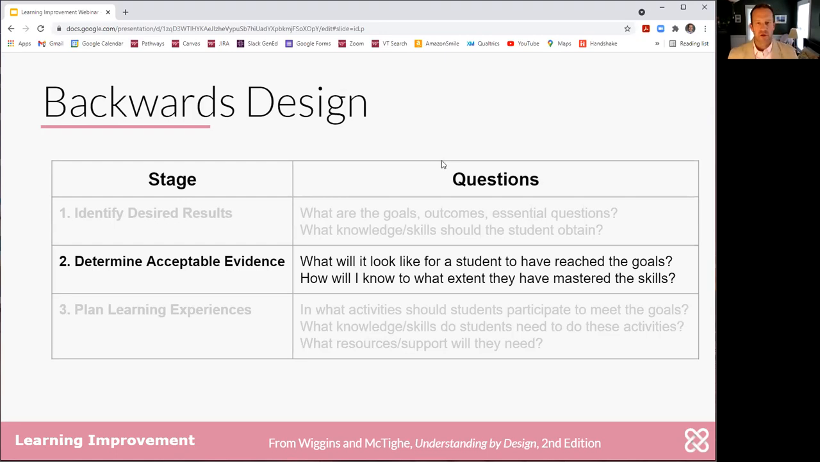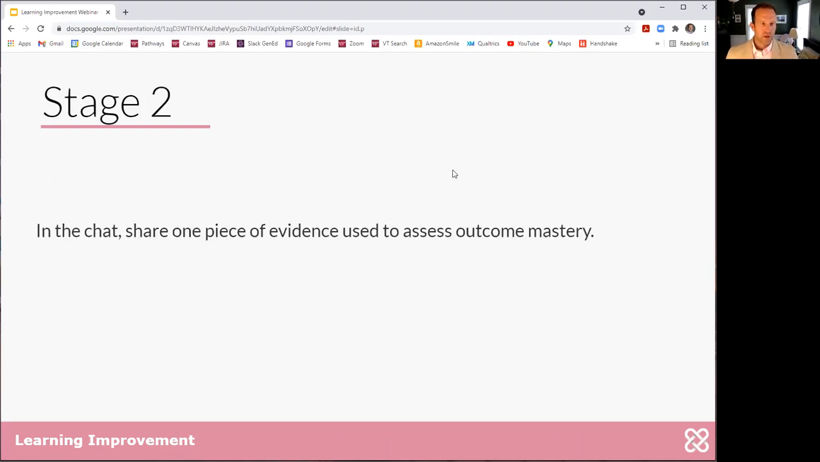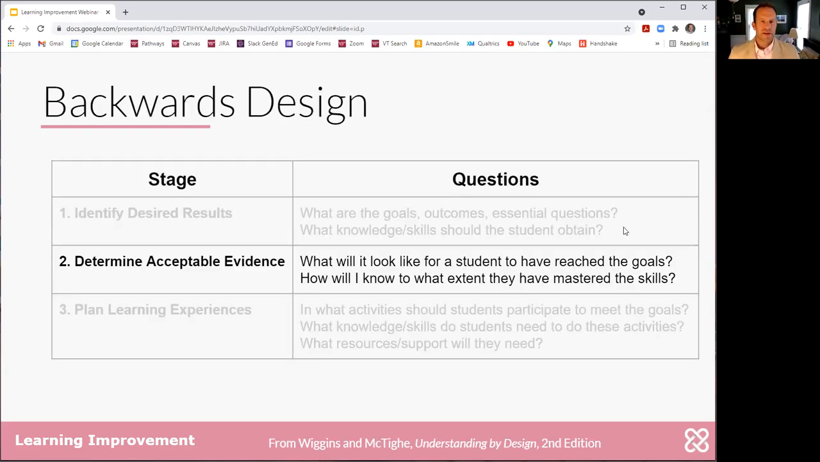What would it look like for a student to have reached the goals? So let's look at the evidence. How will I know to what extent they have mastered the skills? So in the chat, what piece of evidence is used to assess outcome mastery? Looking at that syllabus, how will we know they've met those goals and outcomes we listed?